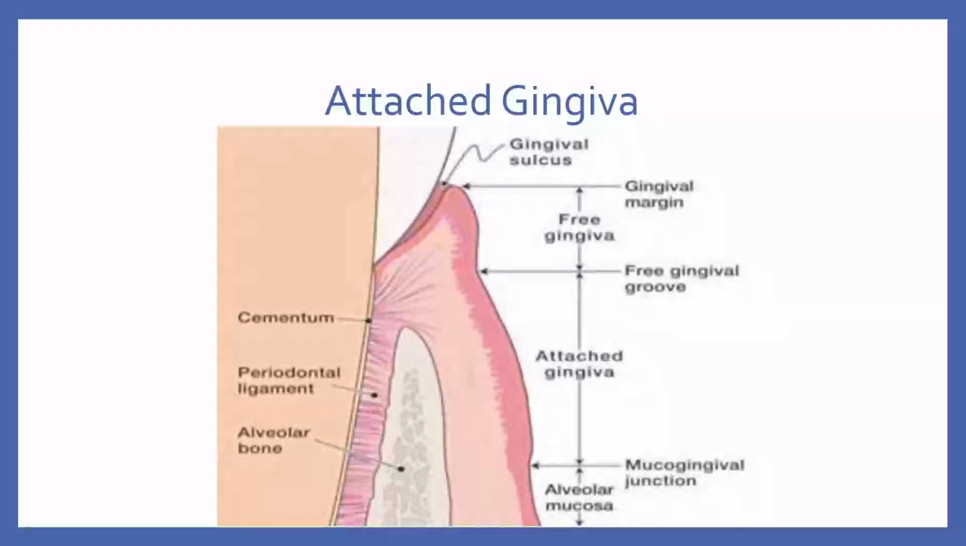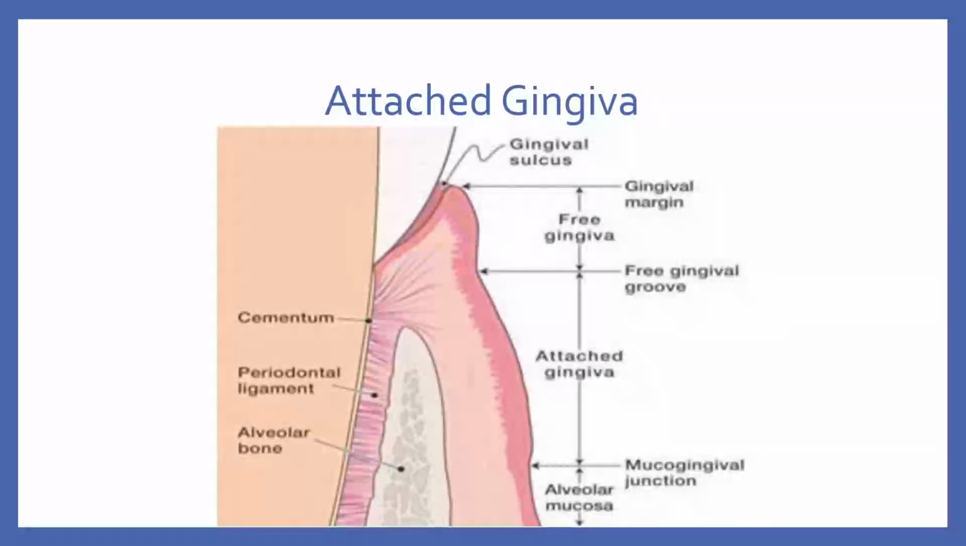The junction between the attached gingiva and the alveolar mucosa is called the mucogingival junction. The width of the attached gingiva is the distance between the mucogingival junction and the projection of the external surface of the bottom of the gingival sulcus, or the periodontal pocket. A pocket is a pathologically deepened gingival sulcus.